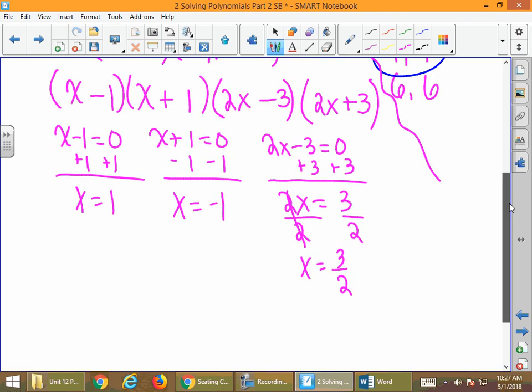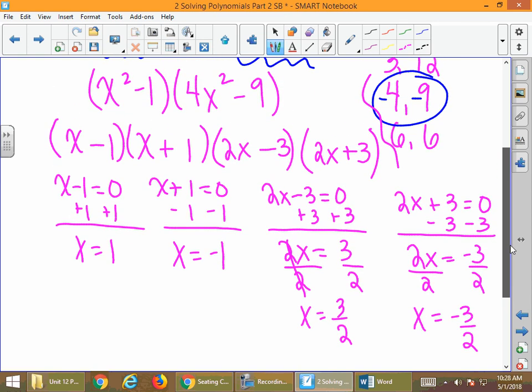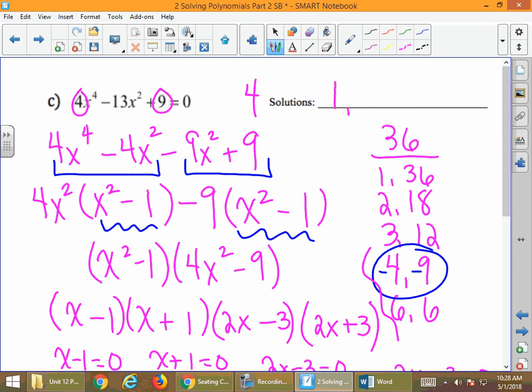And as I'm looking at my space here, 2x plus 3 equals 0. Subtract 3. We'll get 2x equals negative 3. And divide both sides by 2. So x equals negative 3 halves. We're solving a quartic. We're looking for 4 roots. And they're all right there: 1, negative 1, 3 halves, negative 3 halves. And that's what we'll finish with on our blanks here.